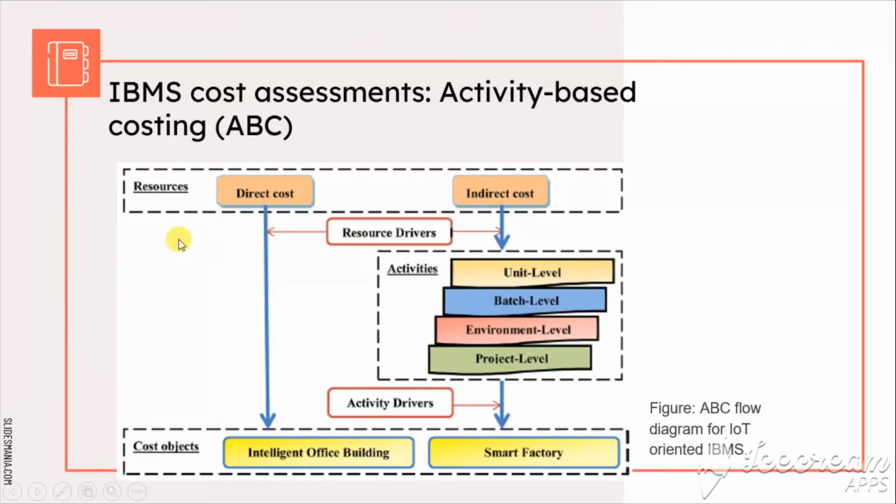This figure shows the ABC flow of the IoT-oriented IBMS. ABC uses a two-stage procedure to assign resource cost to the cost object. Generally, ABC divides IBMS cost into two categories, which consist of direct cost and indirect cost. Direct costs include material and labor costs, while indirect costs include energy consumption and environmental costs. So between resource and cost object, there are the activities in the IBMS assessment.